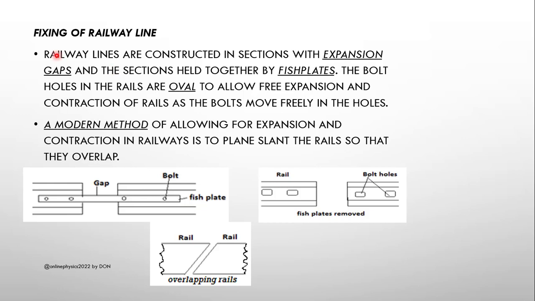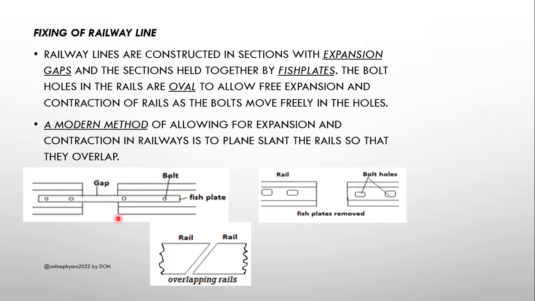Moving on, we can talk about fixing of railway lines. Railway lines are constructed in sections with expansion gaps, and the sections are held together by fish plates. The bolt holes in the rails are oval to allow free expansion and contraction of the rails as the bolts move freely in the holes. A modern method of allowing for expansion and contraction in railways is to plane slant the rails so that they overlap.